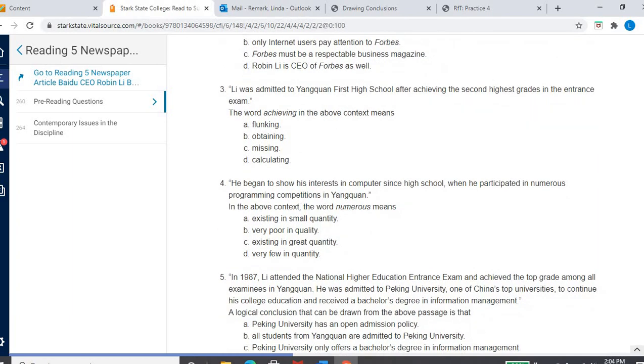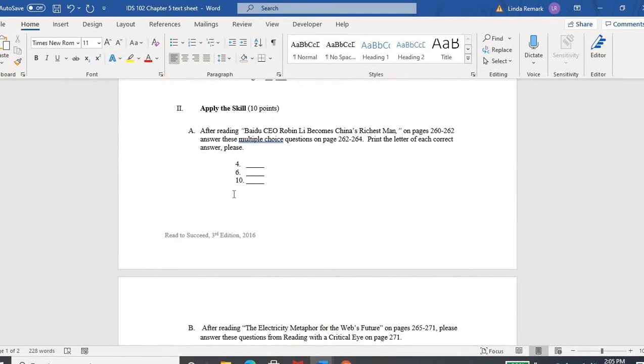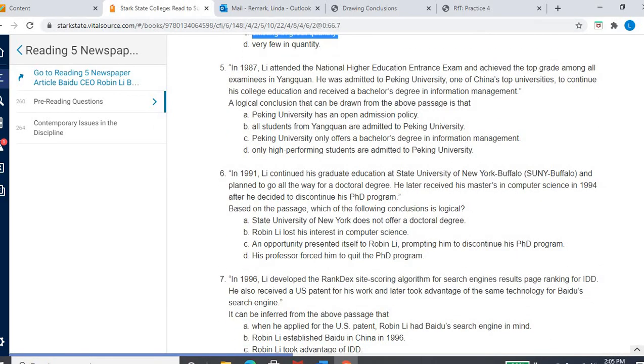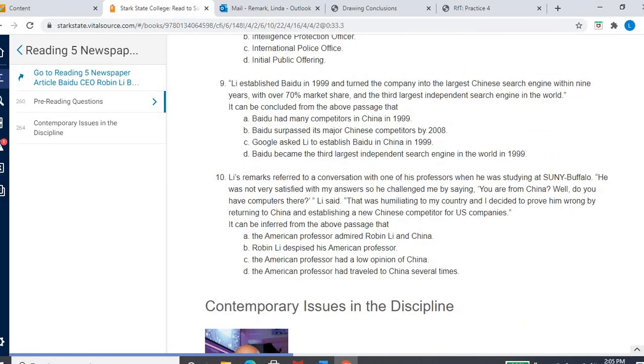He began to show his interest in computers since high school when he participated in numerous programming competitions. The reason I'm doing this one with you is because it's a vocabulary and context question, and we don't necessarily have to have read the entire thing quite yet. The word numerous means, this is probably a logic type clue, but he participated in numerous competitions. Hopefully you can tell that numerous means existing in great quantity. So we would say that number 4 is C. All right, and then you're going to go ahead and, after you've read the selection, answer questions 6 and 10, which hopefully you do by reading the context.